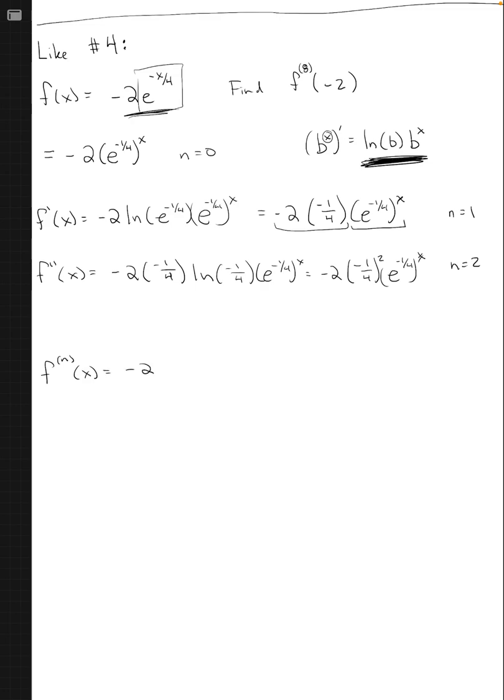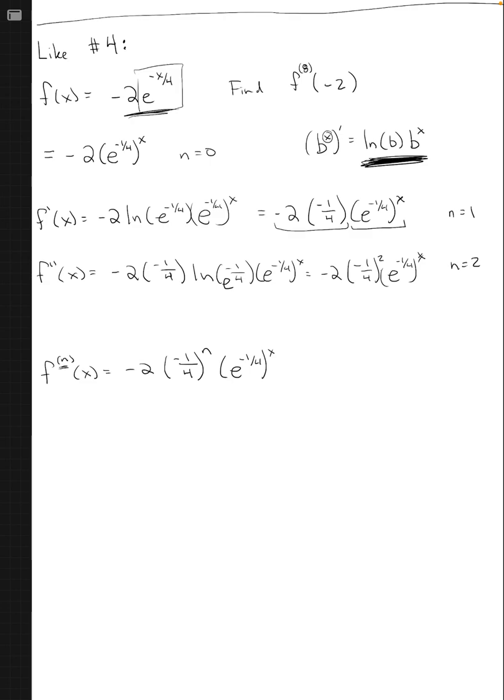And each of these derivatives, I notice I'm going to pick up another 1/4. It's not just a coincidence that this is 1/4 and this is 1/4 squared. If I took the derivative again, I would take ln of e to the negative 1/4 again, and I would get another negative 1/4. So this is going to be negative 1/4 to the n for the nth derivative, and then we always have this e to the negative 1/4 to the x.